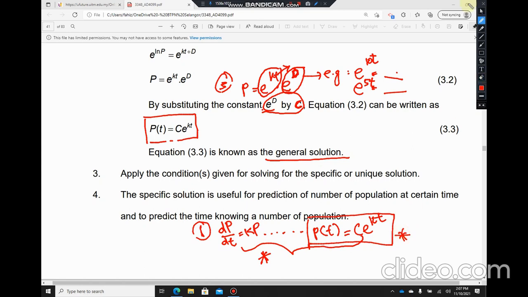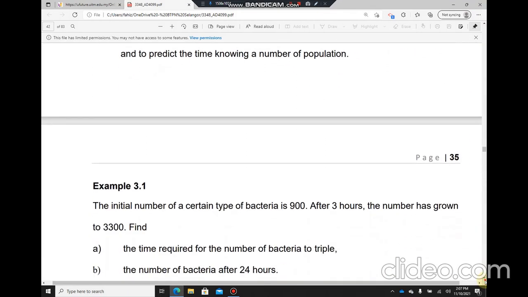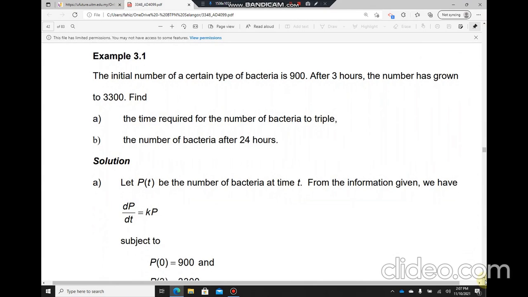Okay, clear kat sini. Let we discuss example 3.1. Macam mana kita nak gunakan separable. Kat sini dia kata the initial number of certain type of bacteria is 900. After 3 hours, the number has grown to 3,300. Find the time required for the number of bacteria to triple, and then B, the number of bacteria after 24 hours.